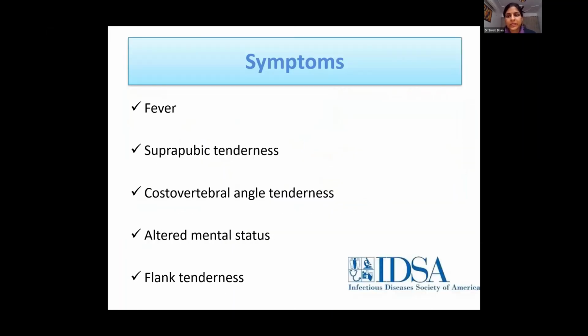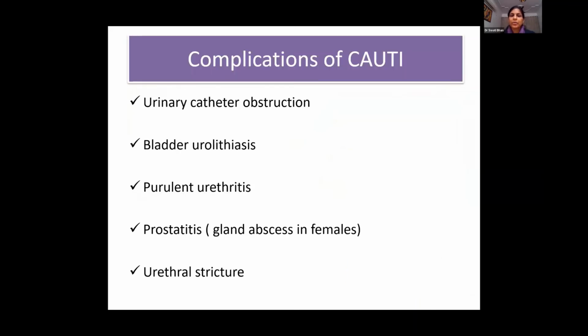Symptoms are that the patient will present with fever, suprapubic tenderness, costovertebral angle tenderness, altered mental status, and flank tenderness. Coming to the complications, it can lead to urinary catheter obstruction, bladder urolithiasis, purulent urethritis, prostatitis, or urethral stricture.